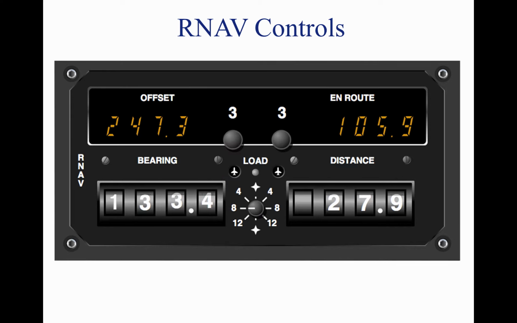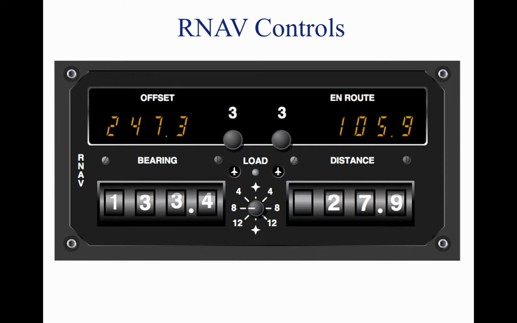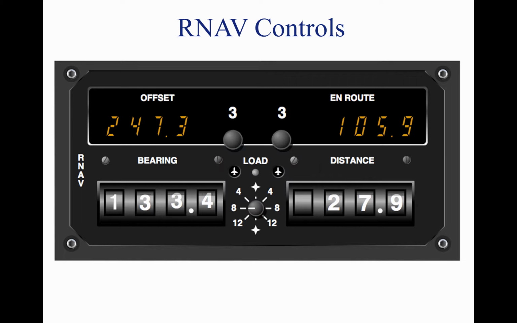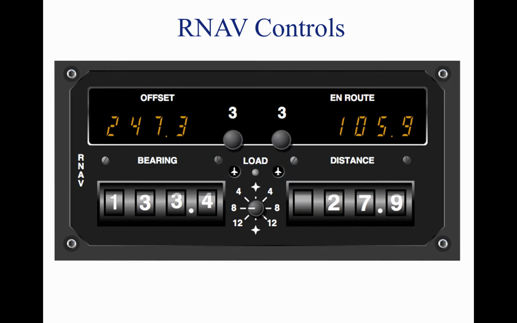There is a subtle but important difference in CDI operation and display in the RNAV modes. In the RNAV modes, course deviation is displayed in terms of linear deviation. In the RNAV en route mode, maximum deflection of the CDI typically represents 5 nautical miles on either side of the selected course, without regard to distance from the waypoint. In the RNAV approach mode, maximum deflection of the CDI typically represents 1 1/4 nautical mile on either side of the selected course. There is no increase in CDI sensitivity as the aircraft approaches a waypoint in RNAV mode.